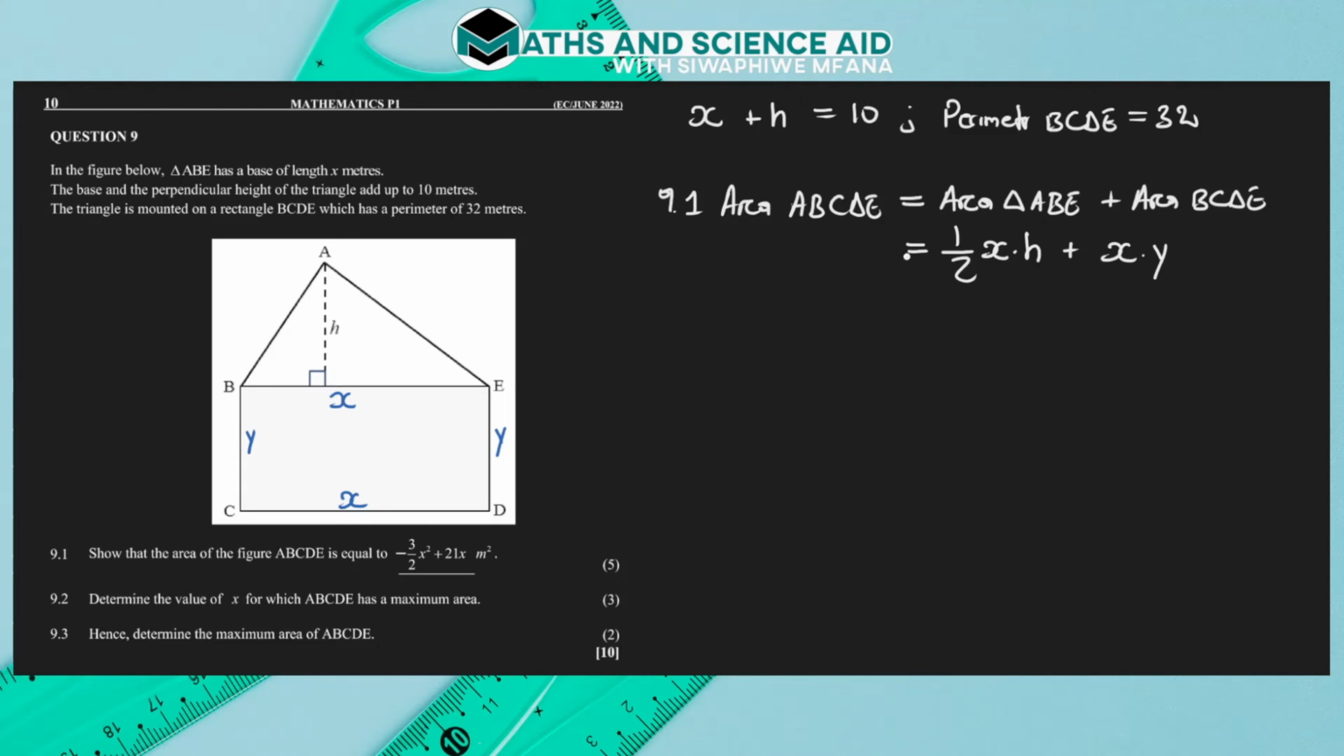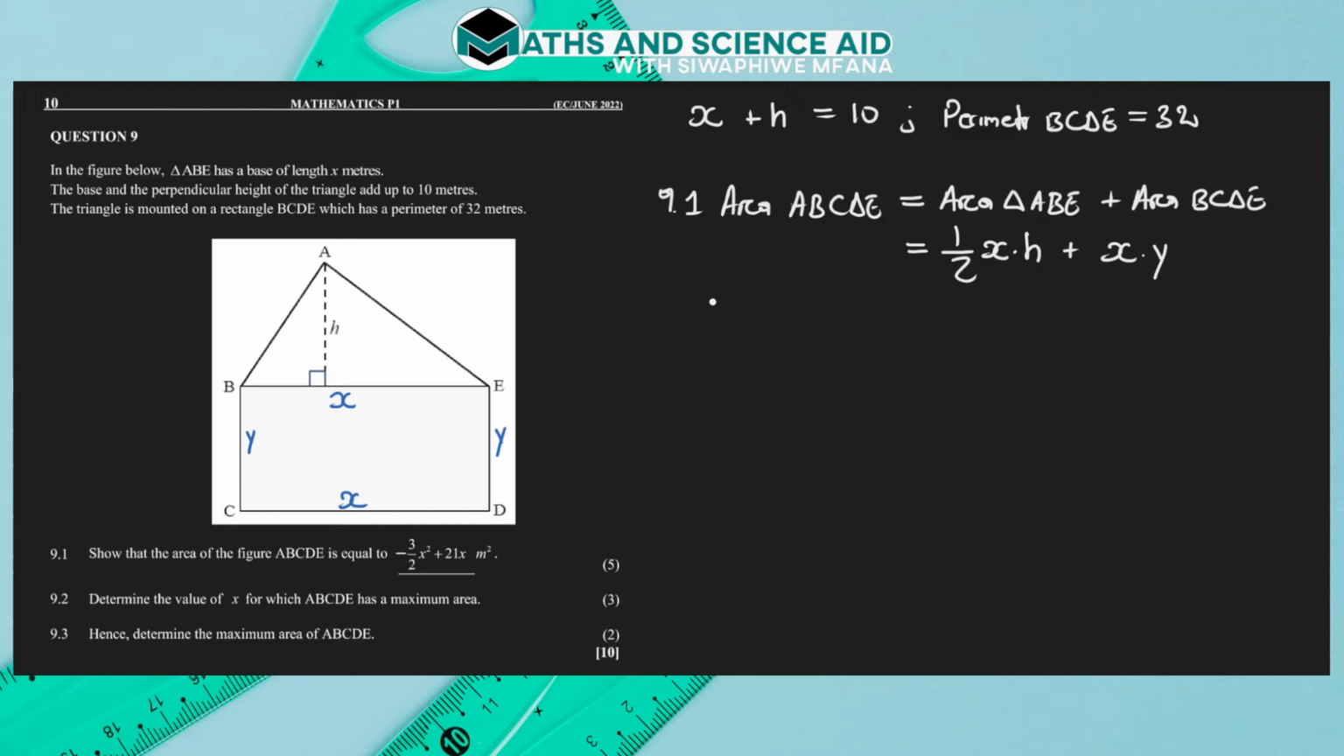So clearly, in order for us to get this expression to be the same as the one that we are trying to prove, we need to get rid of h and y, because here we can see that the only variable is x. So how are we going to achieve that? We are obviously going to make use of the extra information that we were given from the statement of this question. Firstly, we know that x plus h is equal to 10, which is going to make it very easy for us to work out what h is equal to in terms of x.